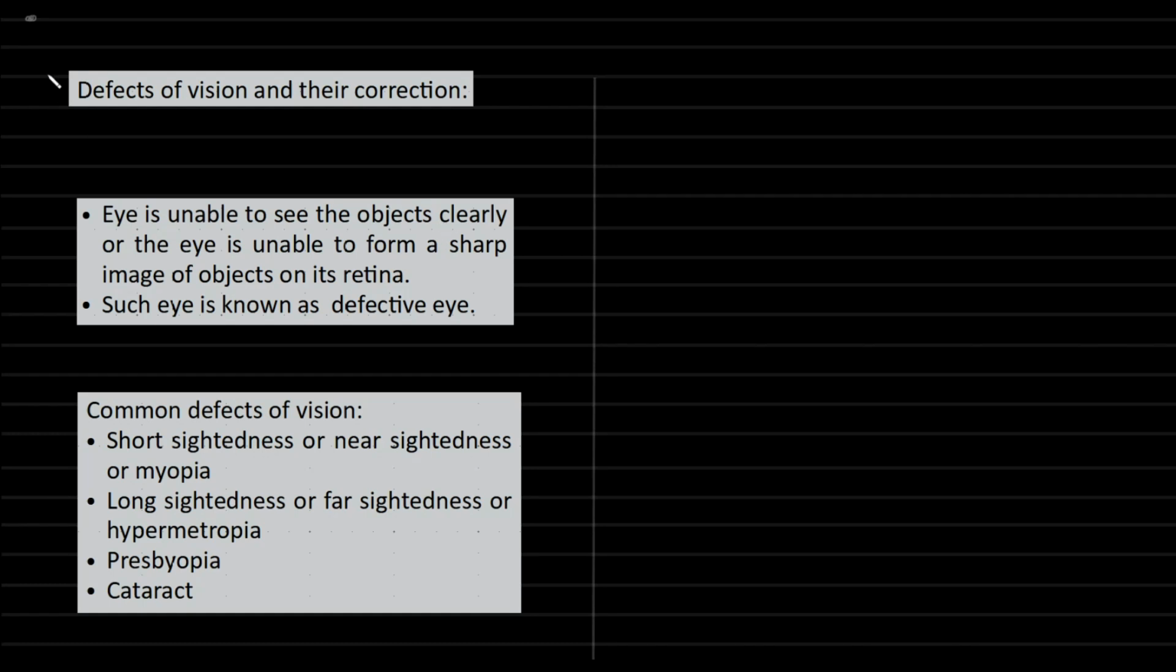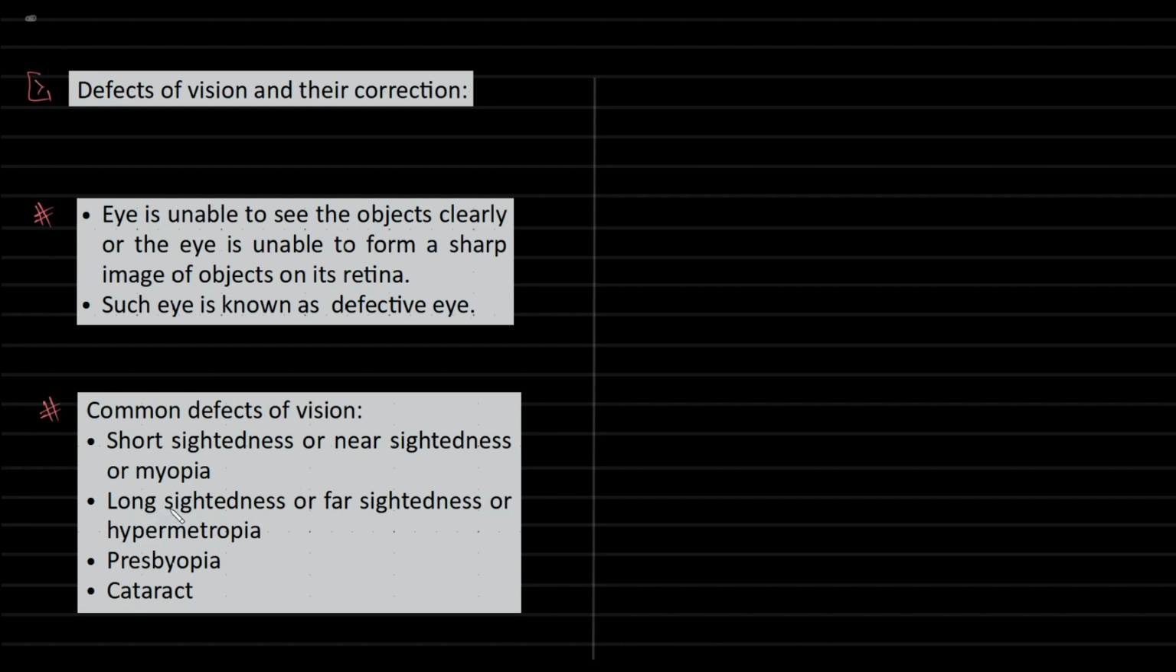The defects of the vision and their correction. So we are learning the common defects, not every possible defect that is out there. The most common defects are what we are seeing. And there's a small definition about a defective eye. An eye is said to be defective if it's unable to see objects clearly, or the eye is unable to form a sharp image of an object on its retina. So this is a defective eye.